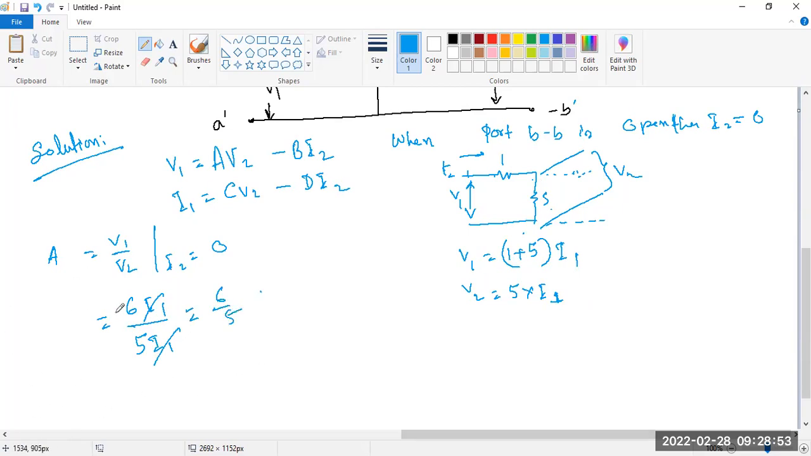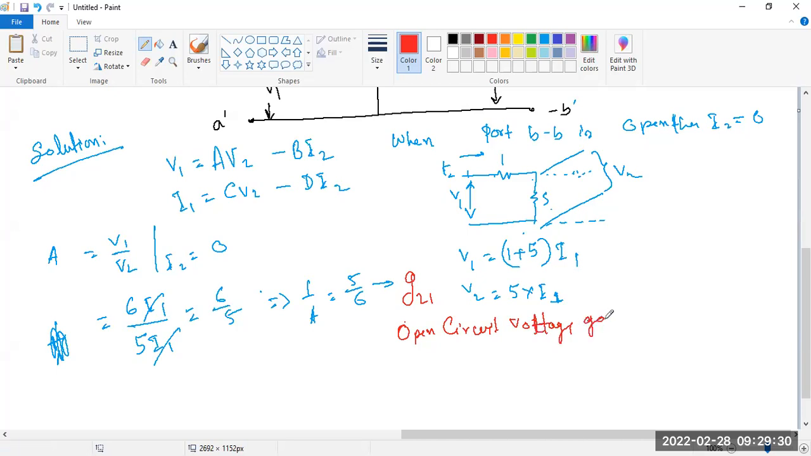Similarly, if you change this, 1 by A, then we get 6 by 5. What is the name of this thing? That is called G21, and it is the open circuit voltage gain, because the circuit is open, voltage by voltage, that is the voltage gain.